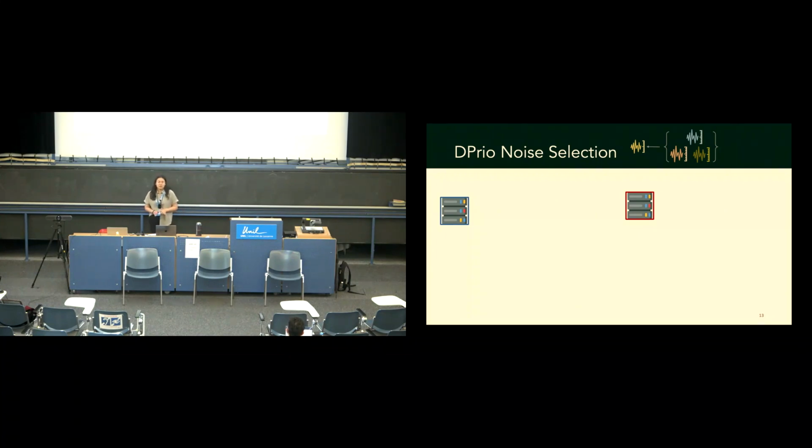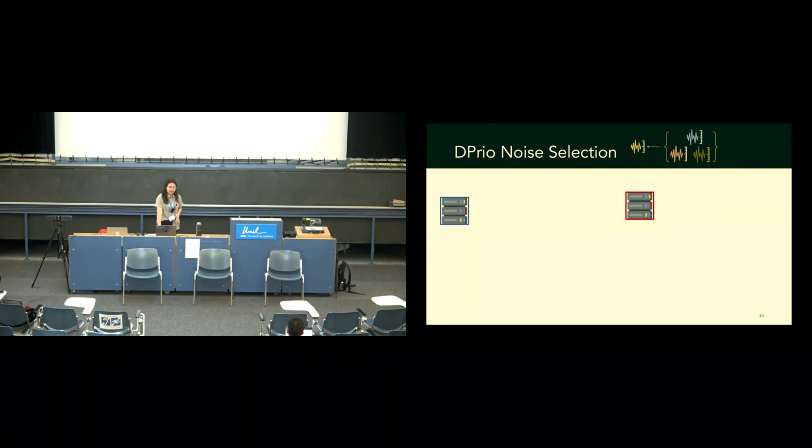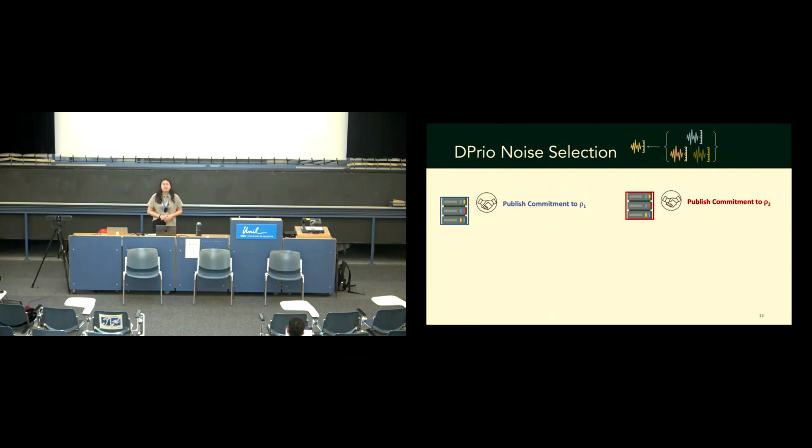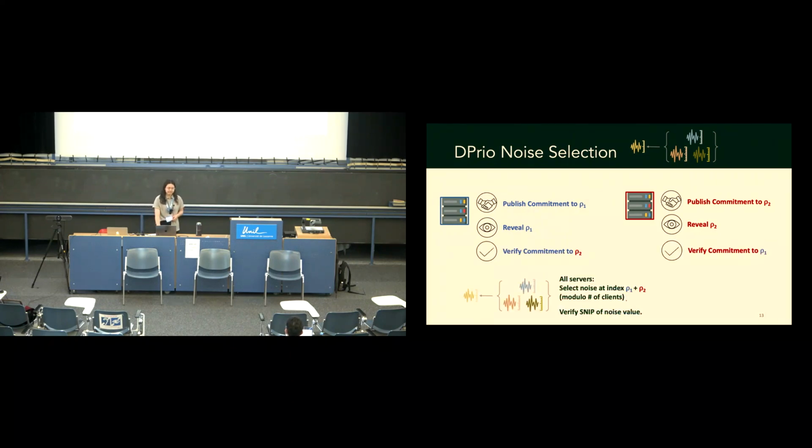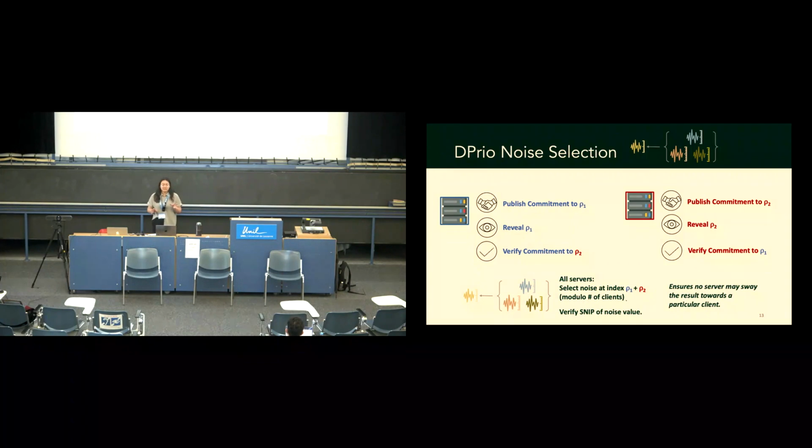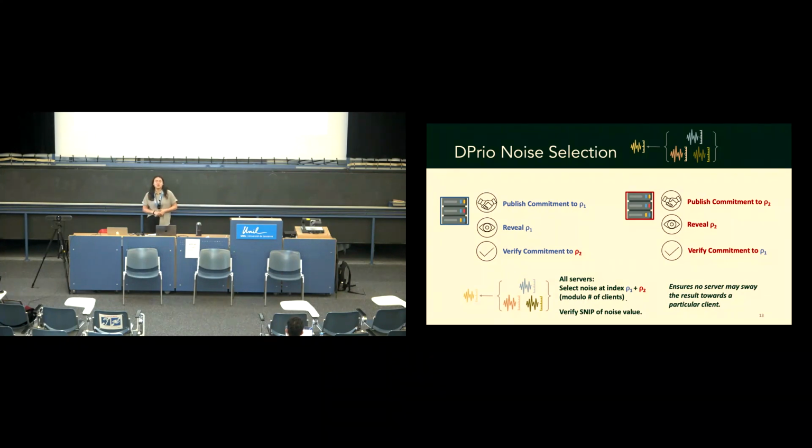So let's look at the noise selection protocol in a little bit more detail. Basically, how this works is that each server publishes a commitment to some random value, rho 1 or rho 2. This is something like a hash. And then they'll reveal their random values, rho 1 and rho 2, so that they can each verify each other's commitments. And then all they do is they select the noise value at index rho 1 plus rho 2 modulo the number of clients, and then they can verify the SNIP of this noise value. So this commit-reveal protocol ensures that no server can sway the result towards any particular client.